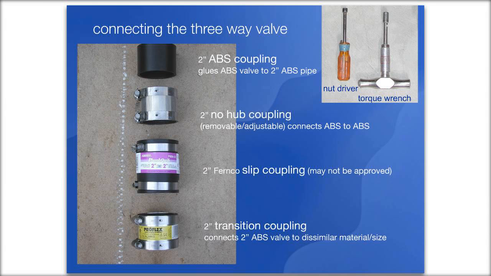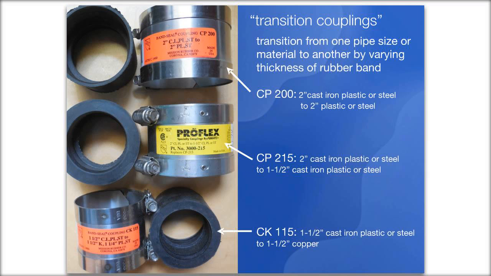And then your transition couplings, where you can connect your 2-inch ABS to pipe of any other material or other size. For the bands that have the little nuts on them, you would typically use a nut driver or a torque wrench to tighten those nuts. And they're pictured in the right-hand corner there.